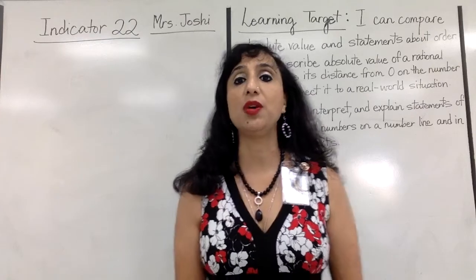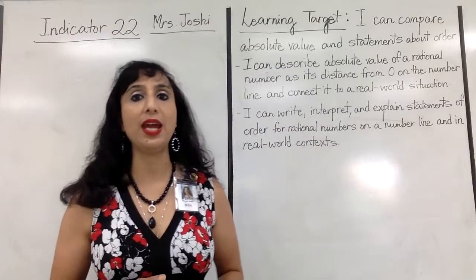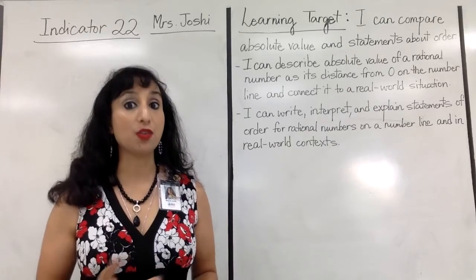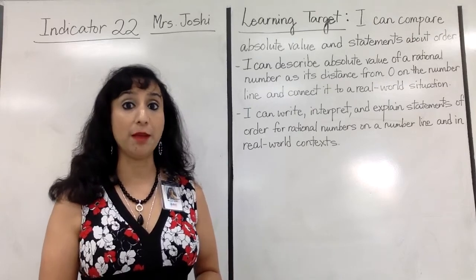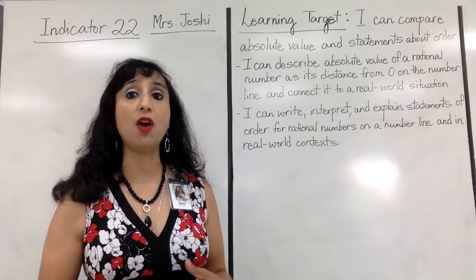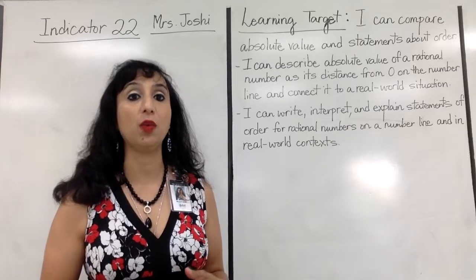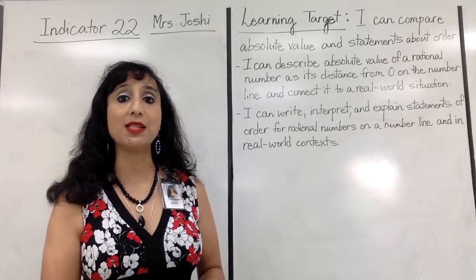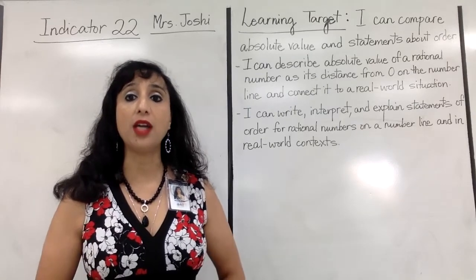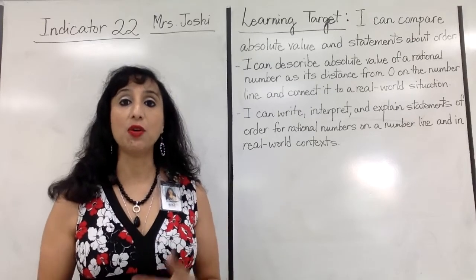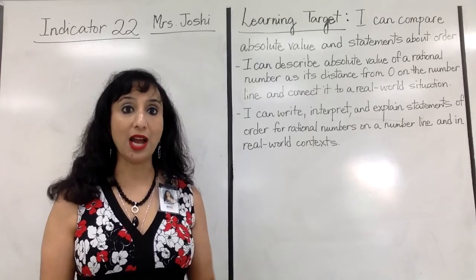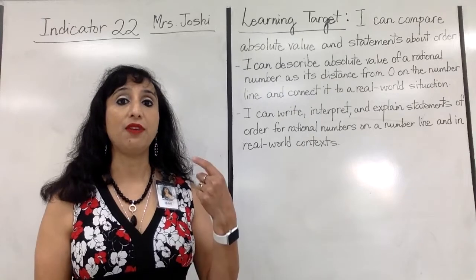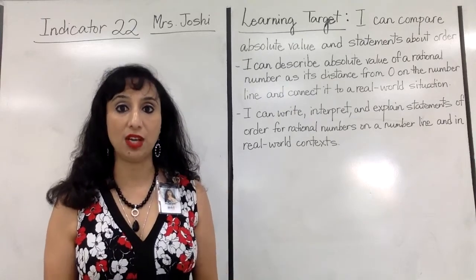So indicator 22, the learning target: I can compare absolute value and statements about order. I can describe absolute value of a rational number as its distance from 0 on the number line and connect it to a real world situation. And the last one, I can write, interpret, and explain statements of order for rational numbers on a number line and in real world context. So I'm going to start with the third I can statement right now, the first part of the video, and then I will get to the first and second I can statements in the next video, okay?